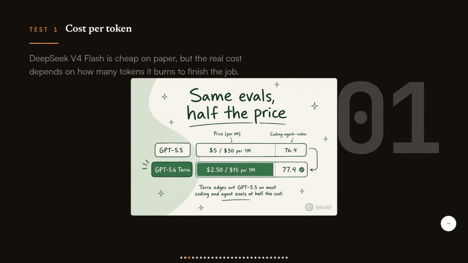Input tokens tell the first part of the story. GPT 5.6 Terra charges $2 or lower per million. That's the post-July 30 price after OpenAI's cut. GLM 5.2 comes in at $1.40 on ZAI's list. DeepSeek V4 Flash undercuts both at 0.14, according to its official API docs. That's 14 times cheaper than Terra on input alone.